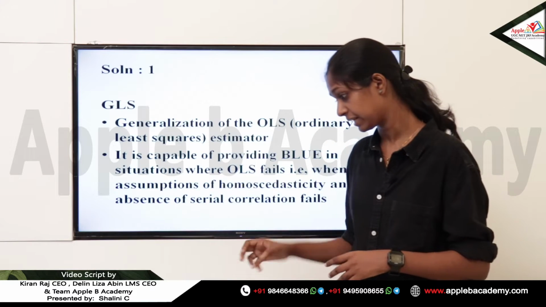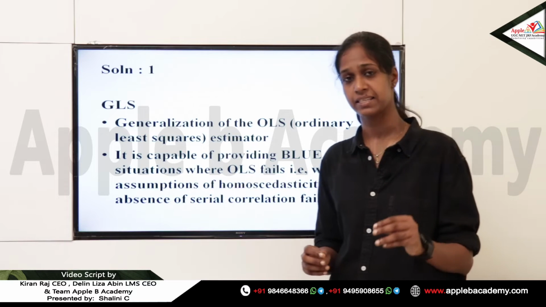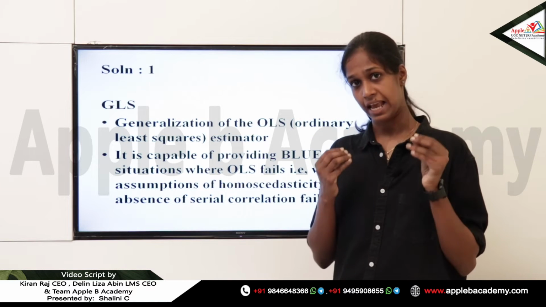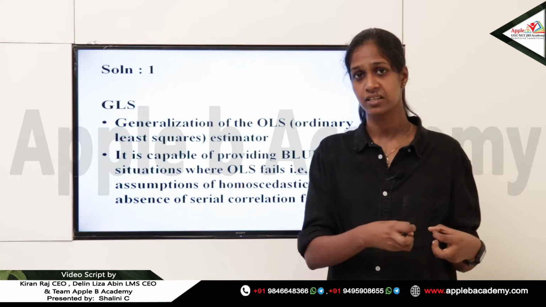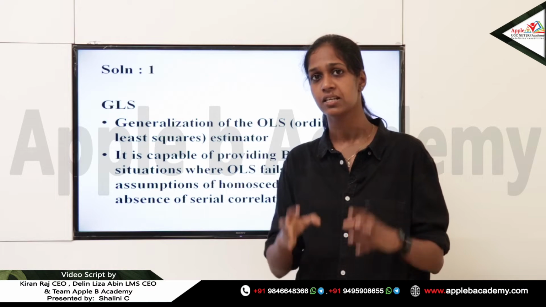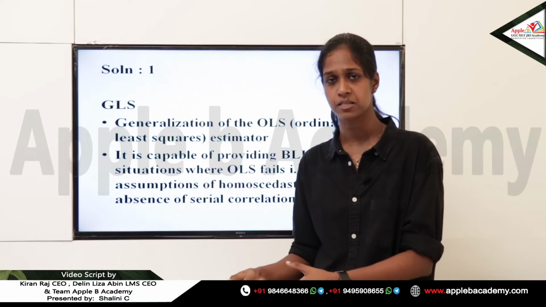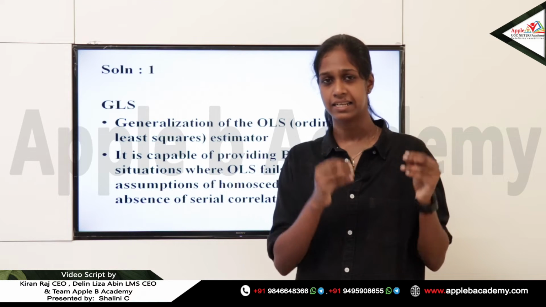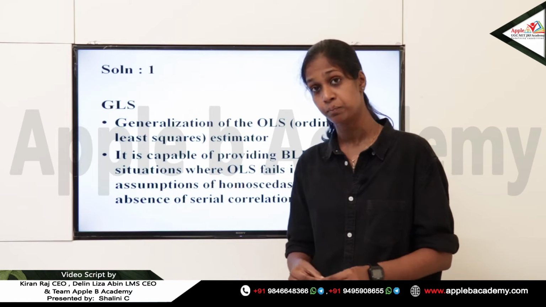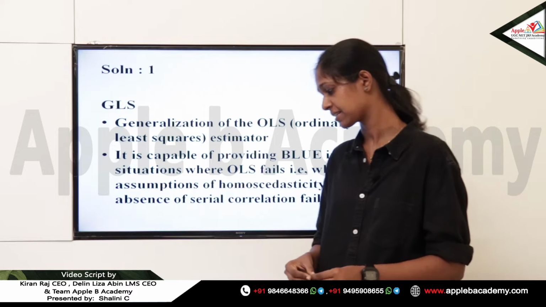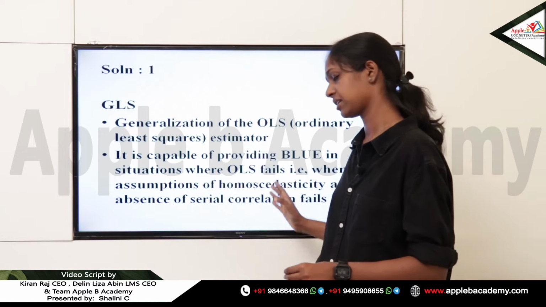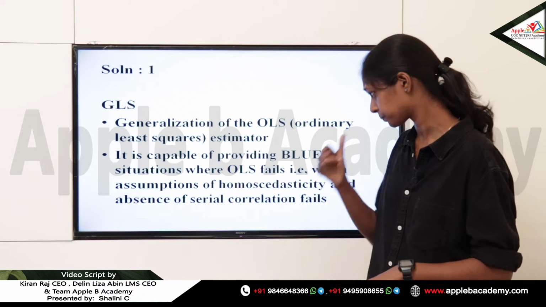Again we'll discuss what is GLS. GLS is basically generalized least squares. So what does that actually mean? It is basically a generalization of the OLS. The usual method used in a regression model is ordinary least square using the least square principle. So GLS is basically a generalization of the OLS method. It is capable of providing BLUE in situations where OLS fails, that is when the assumptions of homoscedasticity and absence of serial correlation fail. So what do you mean by this statement?